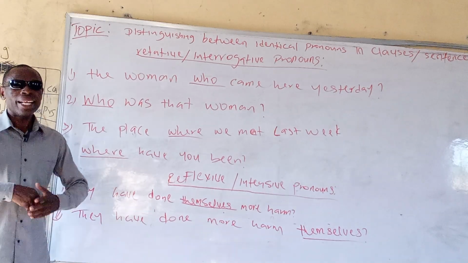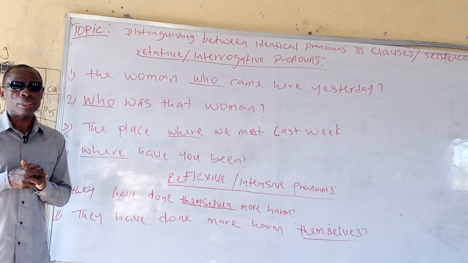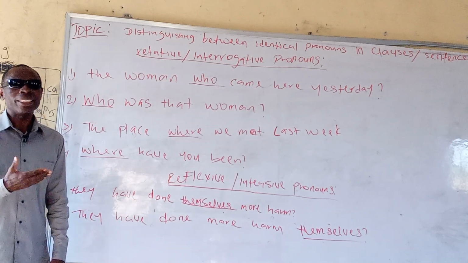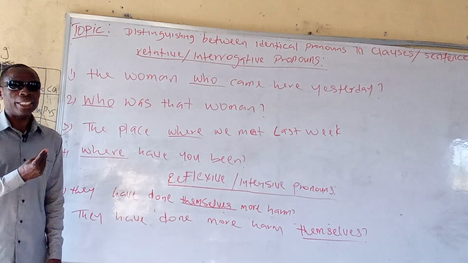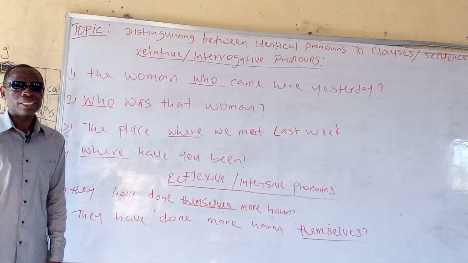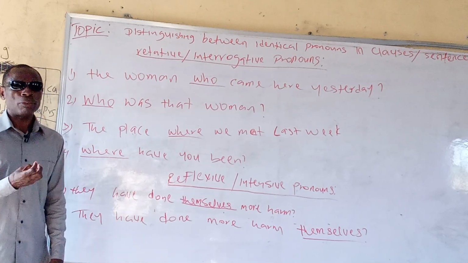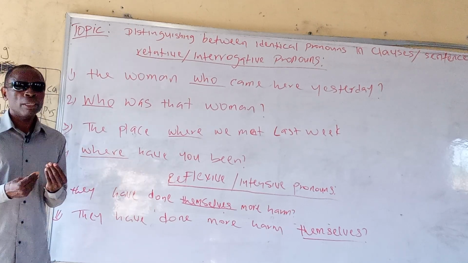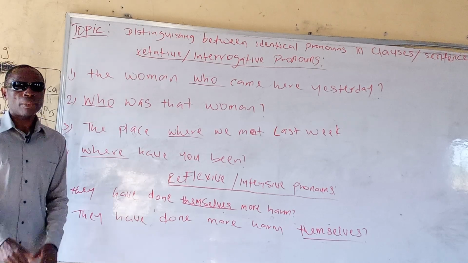Sentence 1 says, they have done themselves more harm. Sentence 2, they have done more harm themselves. We are looking for the grammatical name of themselves in each of these sentences. What is the grammatical name of themselves in sentence 1? A reflexive pronoun or an intensive pronoun?